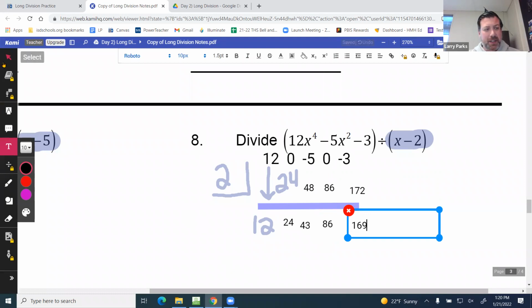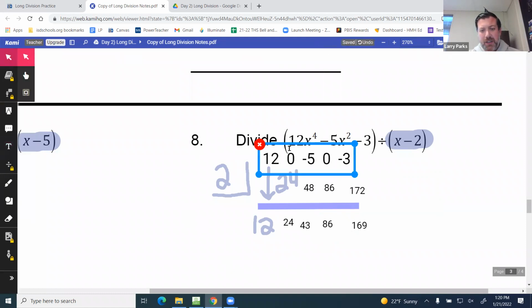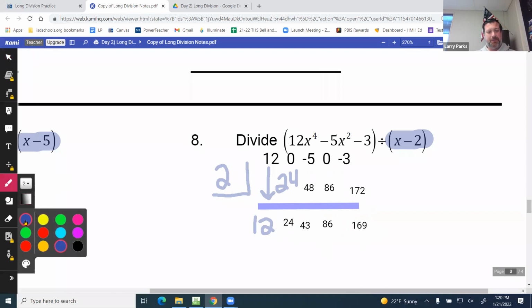So again, we had 12 goes there. There we have no x cubed, that's why it's 0. We have x squared to negative 5. There was no x, that's why it's 0. Constant negative 3. And then you change the sign to a 2. Okay, bring down the first term, multiply, add, multiply, add. Looks like I'm dancing. I'm not really trying to. All right, so here's our remainder.